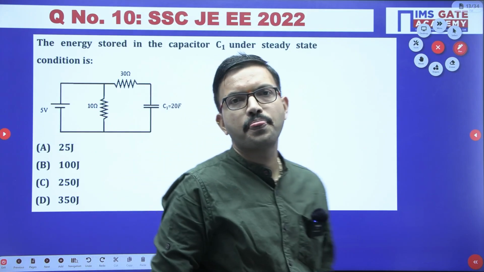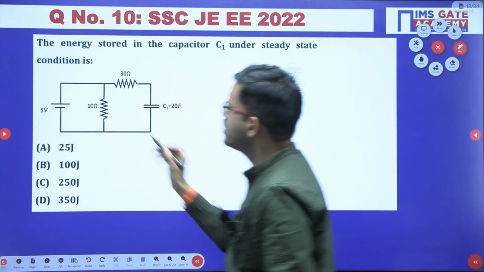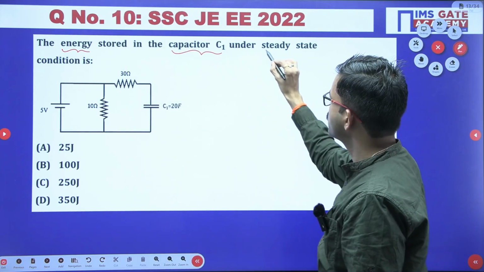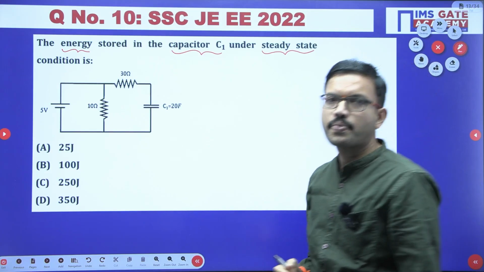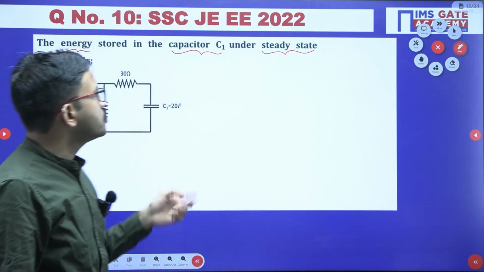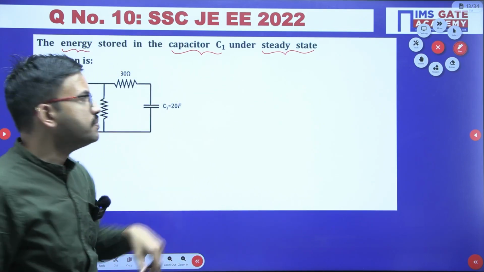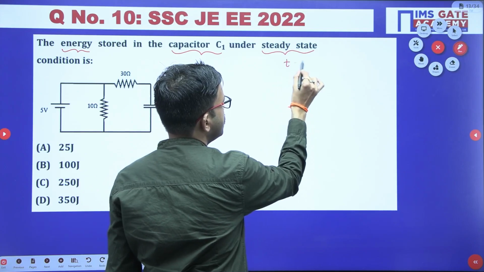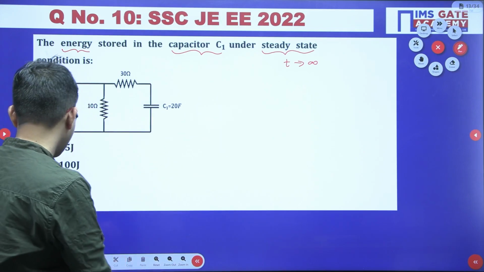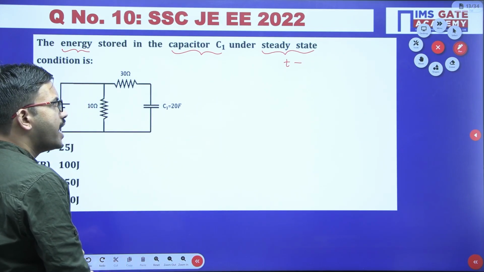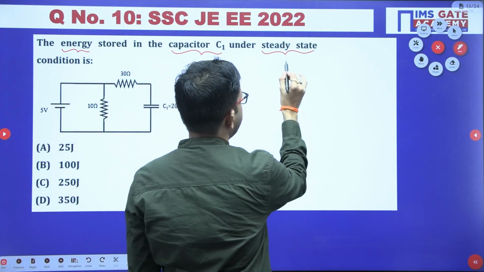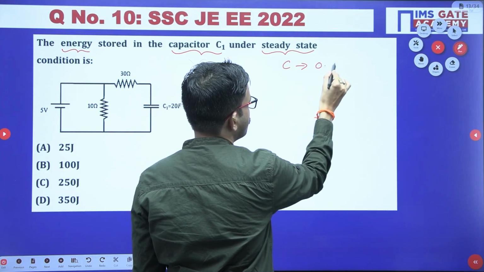Next question. In this question, you have to find the energy stored in the capacitor C1. At what state are they asking? Steady state. I hope all of you know the transient terminology and steady state. In steady state, we have to consider the t value as infinity. So in steady state, the capacitor will act as an open circuit.